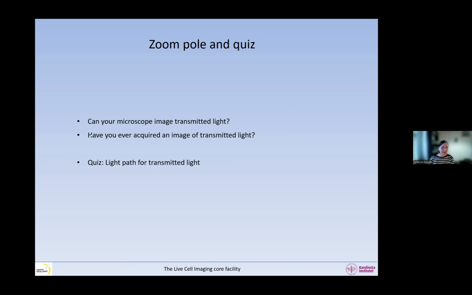Yes, is this one? Yes, that one. No. Okay, I somehow cannot put the other question. I don't know why. Here, Anton, that's why. All right, here, boom. Have you ever imaged transmitted light?